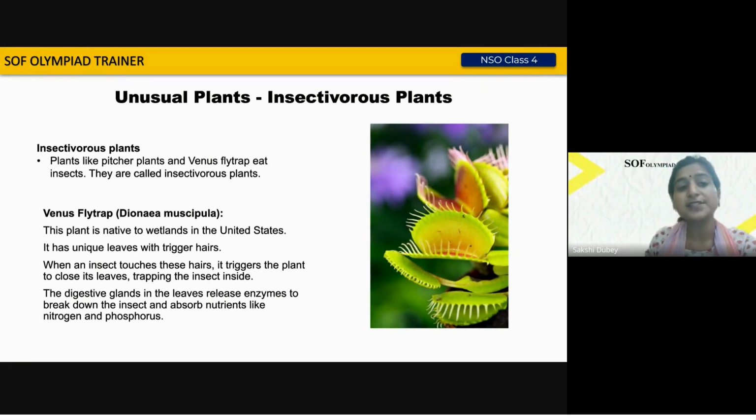Okay, so first let's have a quick discussion about what insectivorous plants are. Plants like the pitcher plant and the Venus flytrap eat insects. As the name indicates, insectivorous plants are plants which have a tendency to eat insects. Such plants are called insectivorous plants. So they basically feed on insects.